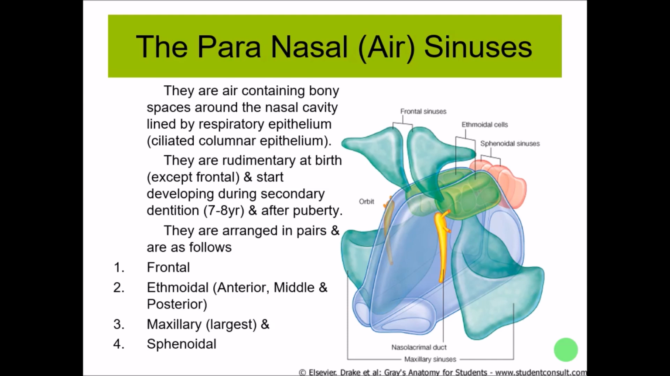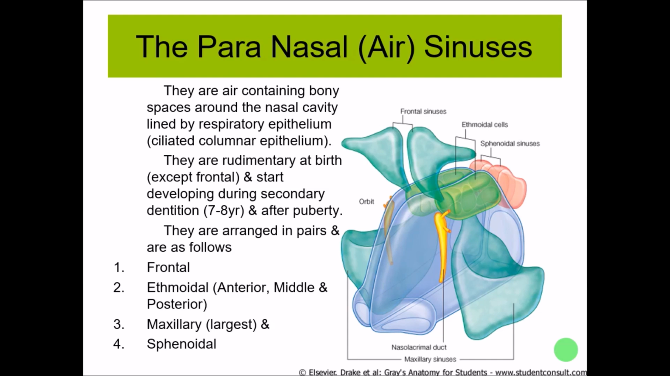Okay, these are nothing but the air containing bony spaces around the nasal cavity, and they are lined by respiratory epithelium, that is the ciliated columnar epithelium. So we can say they are an extension, an offshoot of the nasal cavity itself. They are extending from the nasal cavity. What is their function? We'll come to that later.